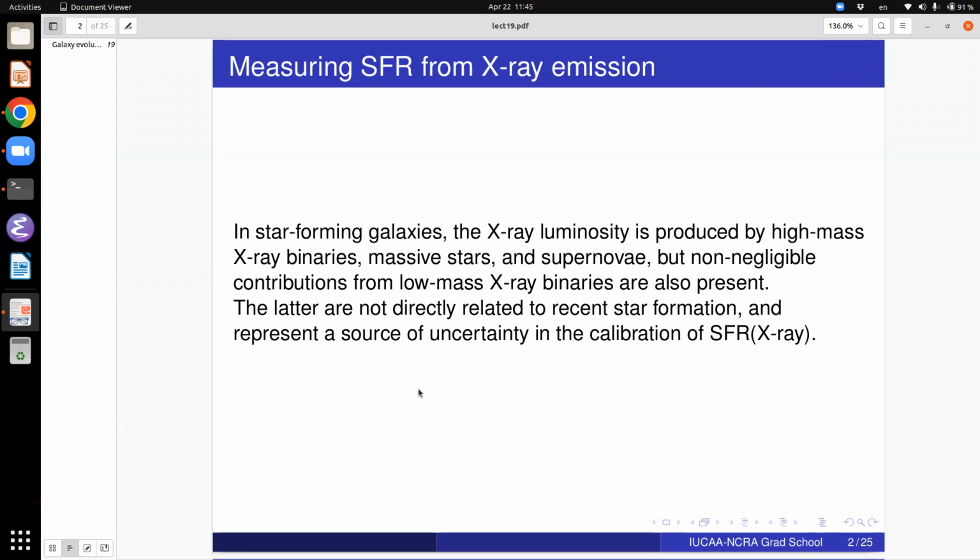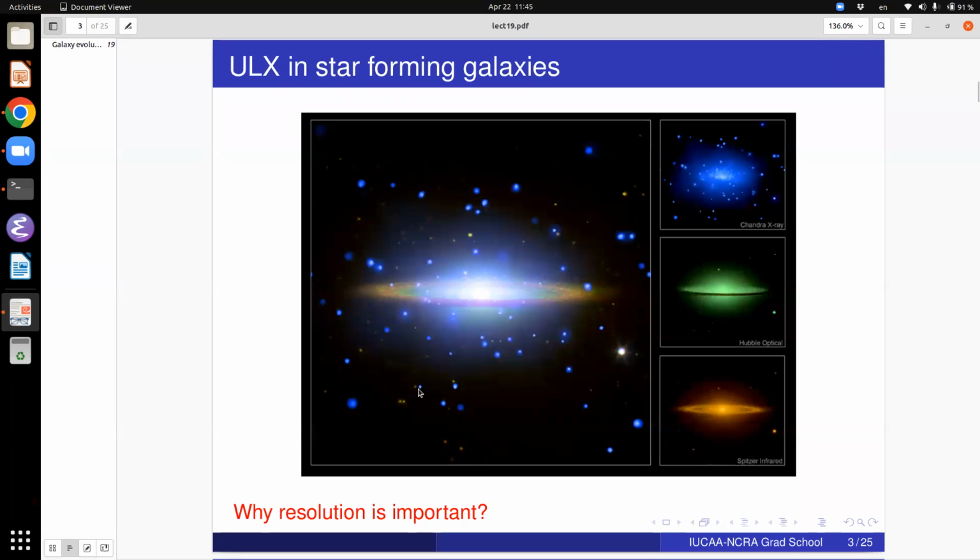So this was realized a long time ago, but the early generation of X-ray satellites had such poor resolution that you could not separate out the flux from the X-ray binaries and the flux from the star formation related processes.